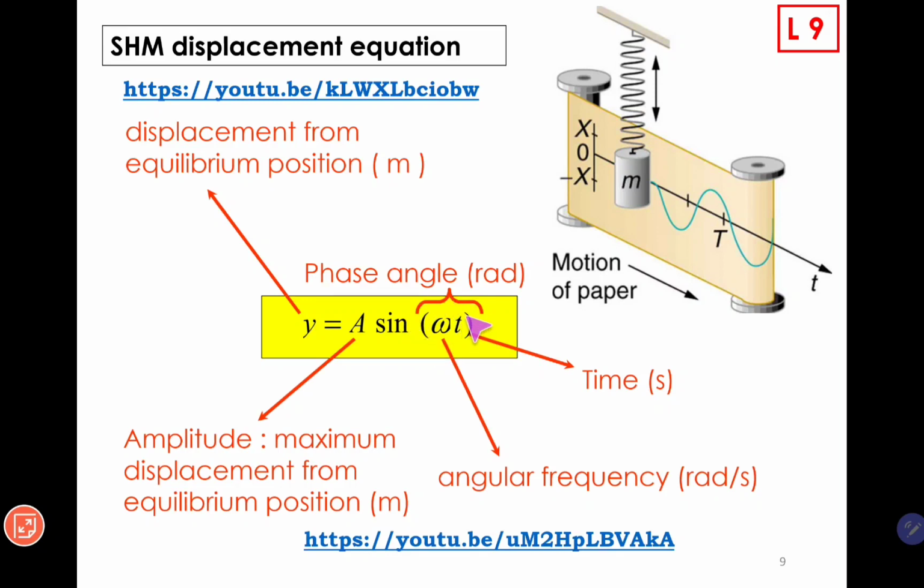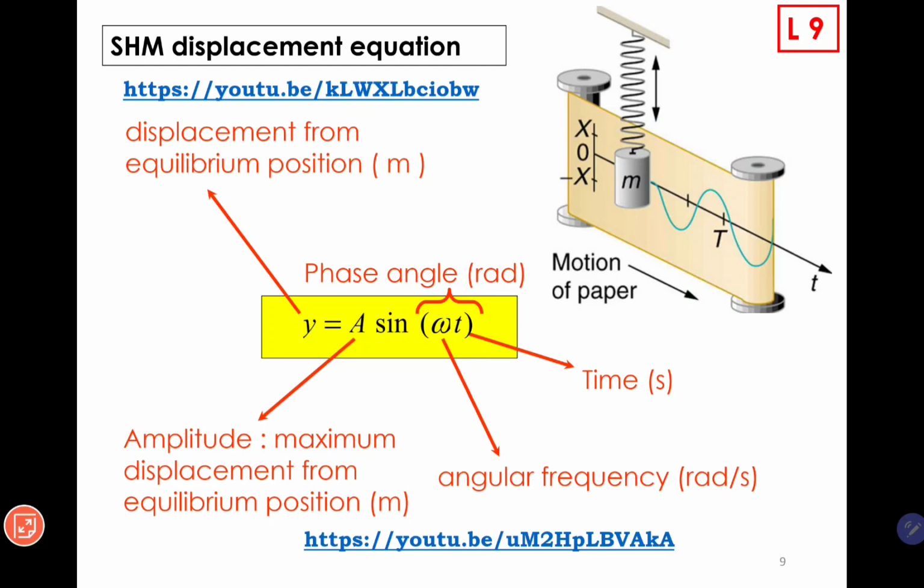Omega t, the values inside the bracket here, we call the phase angle, and its unit is radian. Normally the unit of displacement is meter, and amplitude is also in meter. Omega is of course radian per second, and time must be in second. So radian per second times second gives you radian. The unit of phase angle is just radian.